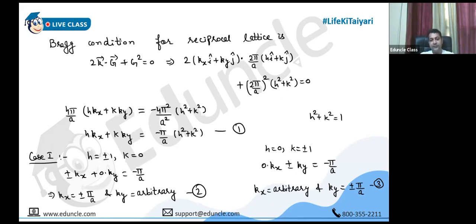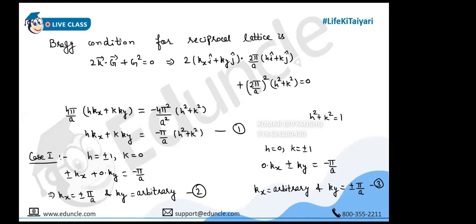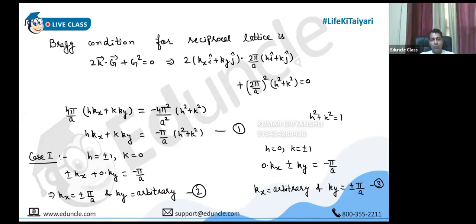Yes, please check. So later on, we will be plotting these. These are the equations of the line. So kx equal to pi by a will be one line, and kx equal to minus pi by a will be another line. So these are the 4 lines actually.